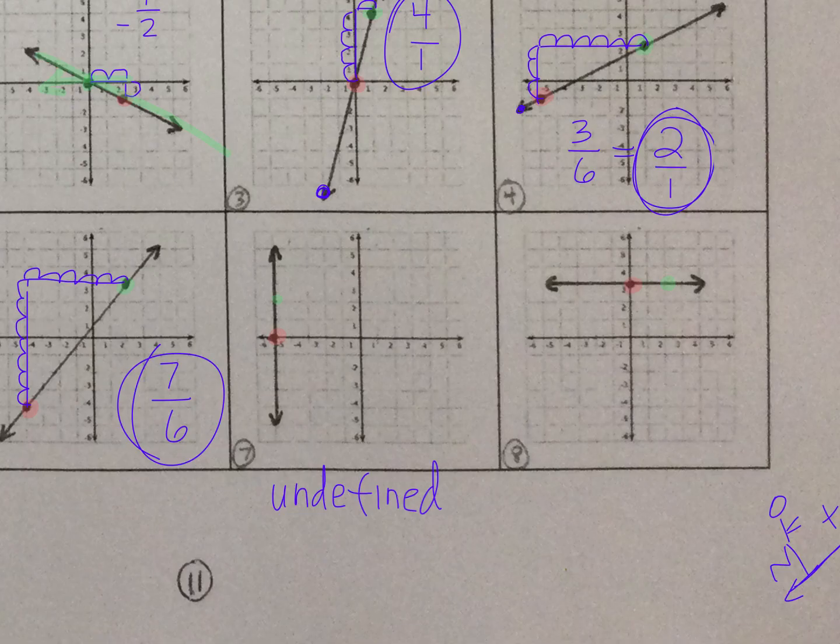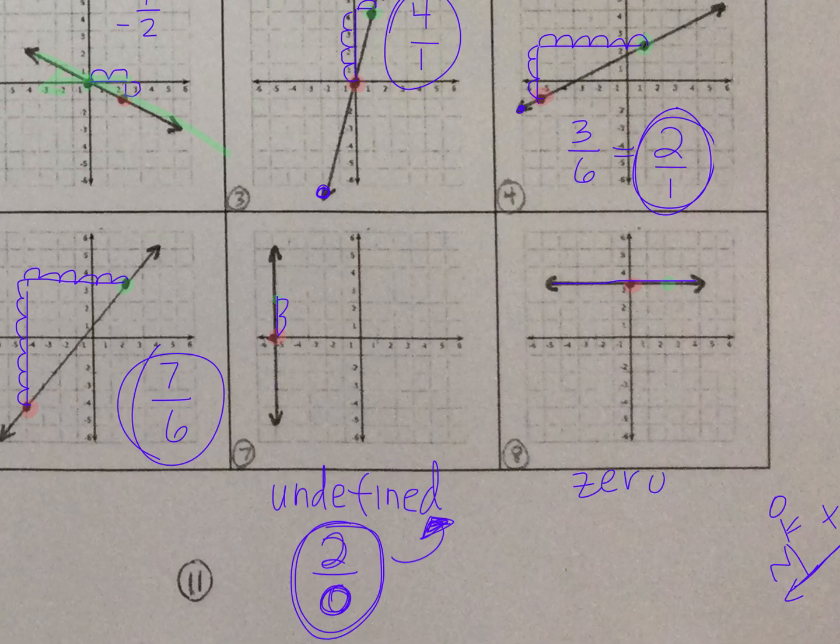So my rise from the red to the green, 1, 2. I rise 2, but I run 0. I don't go left or right any. If you type 2 divided by 0 in your calculator, it will tell you undefined. Because if I have 0 pizza, I can't give you 2 slices. Not possible.